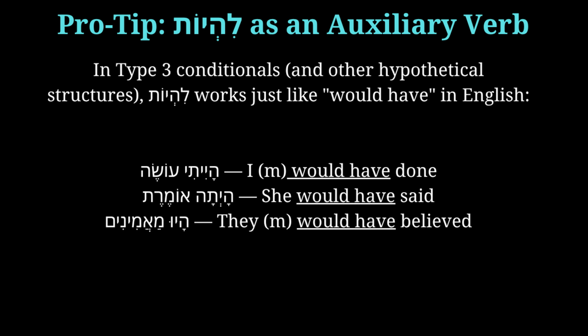As a pro tip, if you were to use type 3, "lehiyot", to be, would work just like saying would have in English, like "hayiti ose, hayta omeret, hayu ma'aminim." So, "lehiyot" is highly essential for conditionals type 2 and 3, and they're used for simple past meaning like was and hypothetical auxiliaries like would have.